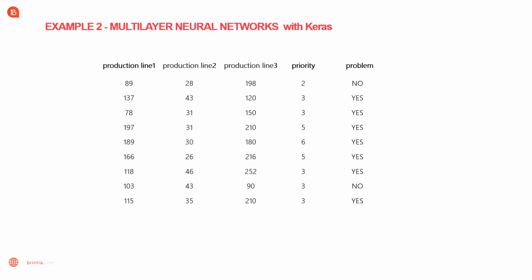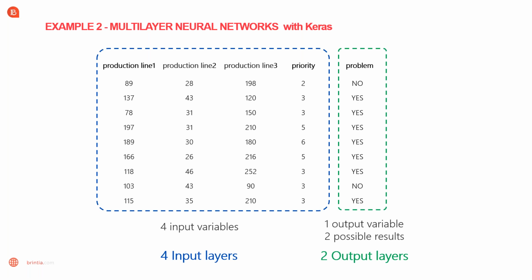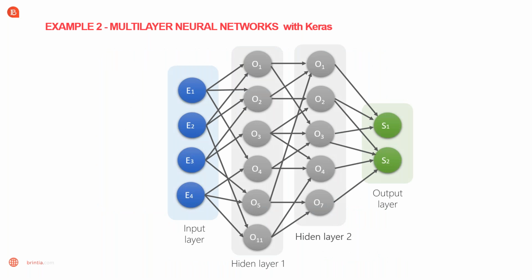To develop this network, we need analysis. In the first part, you can see four input variables. For this reason, the input layer is 4. And the other one, you can see only one variable, but two possible results, yes or no. For this reason, the output has two output layers. Now you can see the configuration: 1, 2, 3, 4 inputs and 2 outputs.